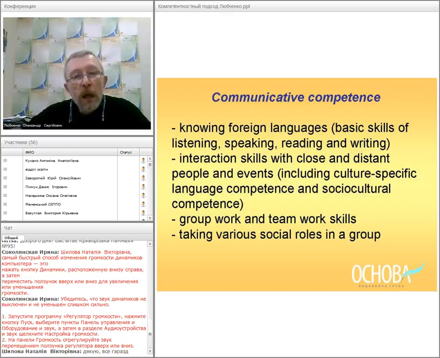And one more thing about that is that while people work in a group, they assign different social roles for themselves, or they are assigned those roles. And they have to be able to carry out those roles, to adjust to those roles, and to behave exactly in the way they're supposed to according to the roles. This is everything that we can do at our language classes.